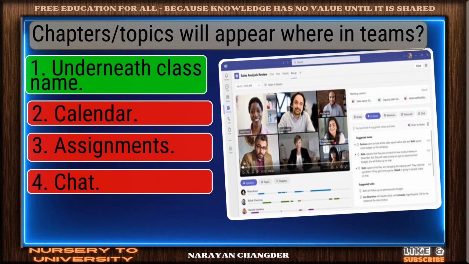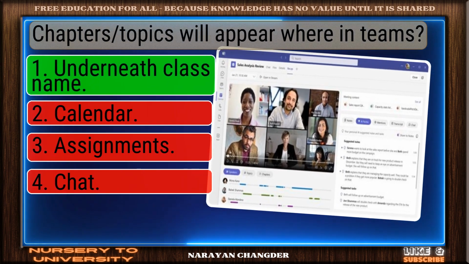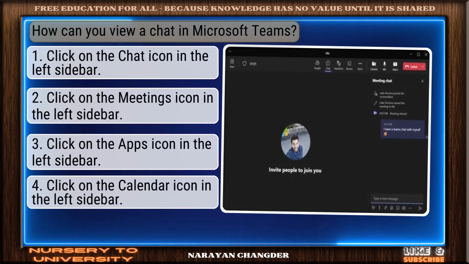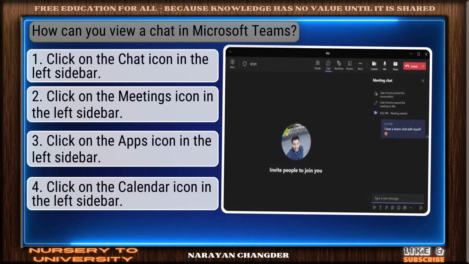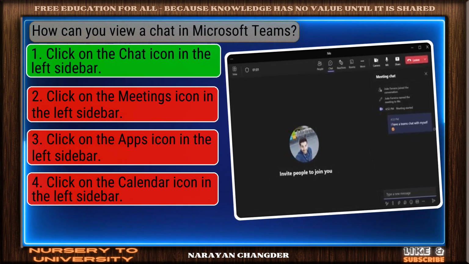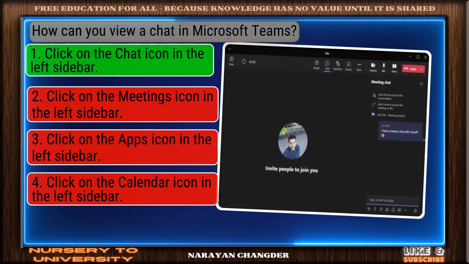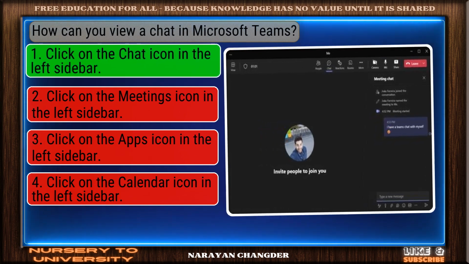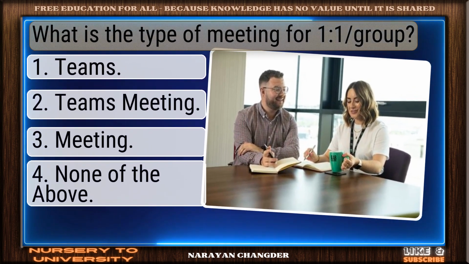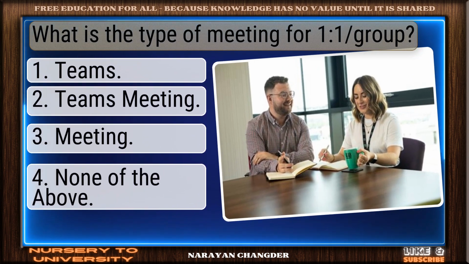Nice selection. Underneath class name is the correct and valid answer. Question number 42. How can you view a chat in Microsoft Teams? Solid response. Click on the chat icon in the left sidebar is a valid choice. Question number 43. What is the type of meeting for one-to-one group?